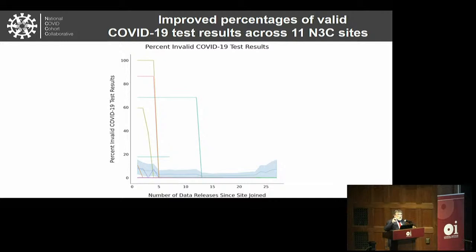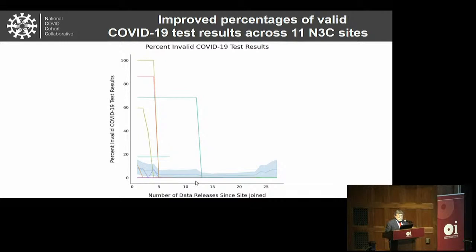The point of this slide is that using this feedback and iterative method, we were able to demonstrate to sites that, you know what, you're kind of an outlier here, and you need to get this fixed. And it's for a given site. So for this site that had 100% missing or invalid COVID test results here, you can see that by release 4 of the data, roughly 4, they were down to 0. Through this iterative reporting and information, they corrected that.